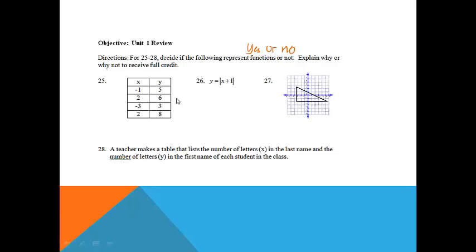Okay, the first one, if we look at the table, I see a (2, 6) and a (2, 8). We know that every input is only allowed to have one output, so this is going to be a no, and I'm just going to say 2 has 2 outputs. That is not allowed.